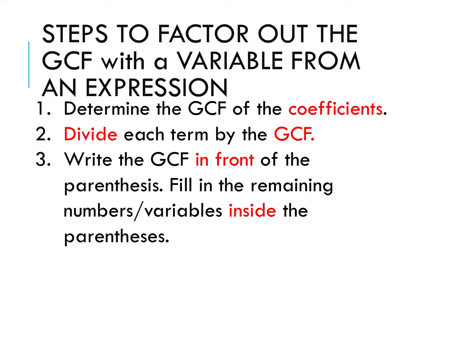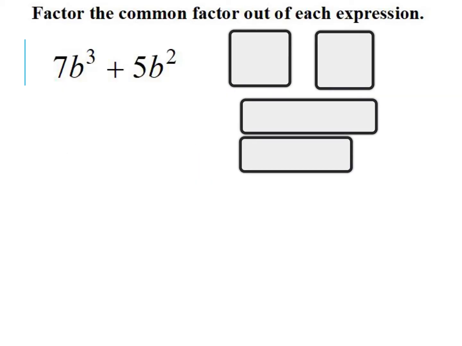Expression, you're first going to determine the GCF of the coefficients and variables, then divide each term by the greatest common factor, then write the greatest common factor in front of the parentheses and fill in the remaining numbers and variables inside the parentheses. So first we have to start by determining the greatest common factor.